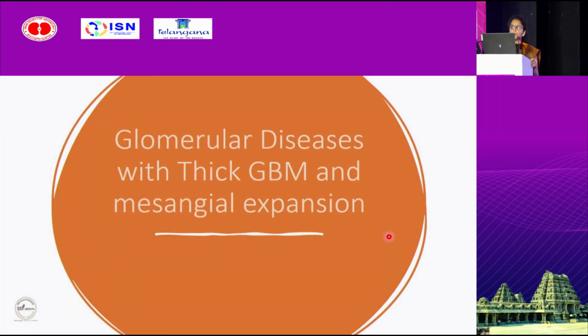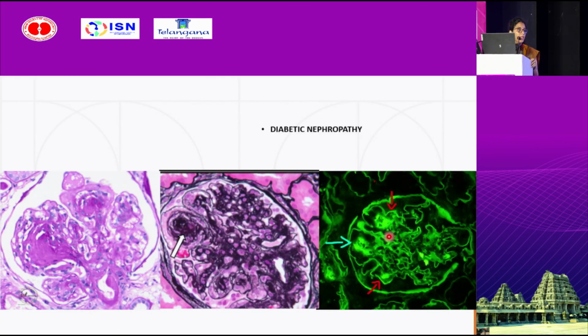So now coming to glomerular diseases with thick GBM and mesangial expansion. Commonly we see diabetic nephropathy. This is a PAS stained section showing a glomerulus with prominent PAS positive mesangial widening, focally exceeding the diameter of adjacent capillary lumina and forming acellular nodular lesions known as KW lesions, Kimmelstiel-Wilson lesions, and also arteriolar hyalinosis here.